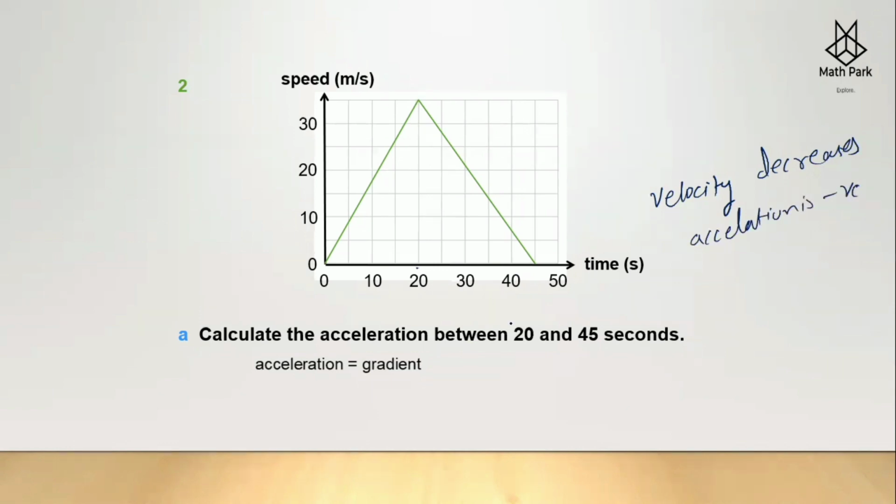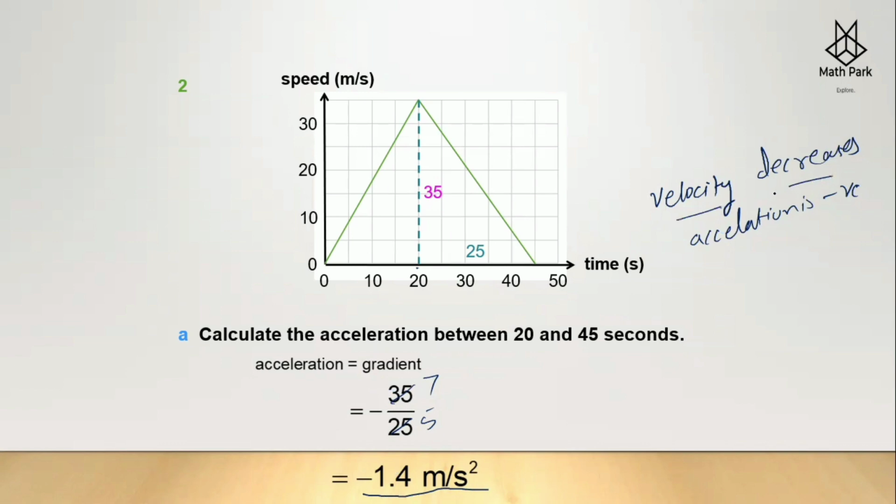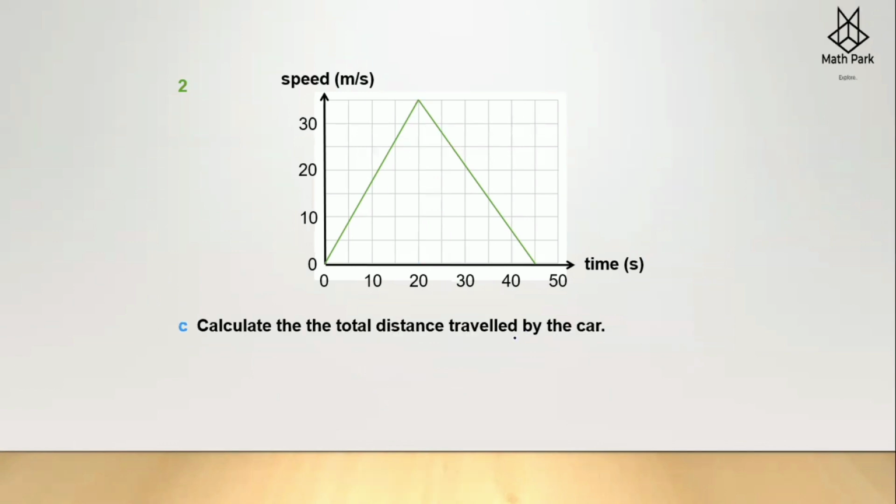So this is how the gradient, now we have seen that this is why it is going to be minus 35 by 25. So let us simplify this, 5 5s and 5 7s. So 7 upon 5, which is 1.4, minus 1.4 meter per second square. It is also called retardation or deceleration. So the acceleration is negative whenever the velocity decreases. We need to remember this. The next part, calculate the total distance traveled by the car.